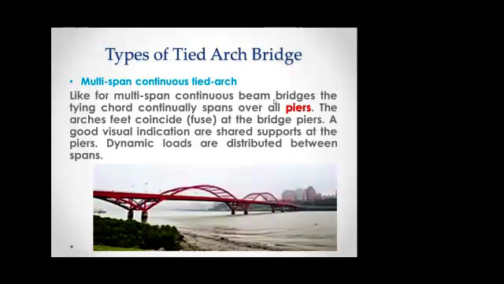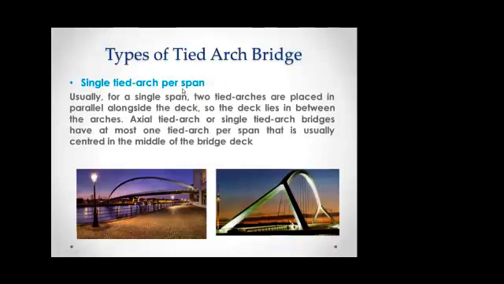Here they are tying the chord continuously over the piers. The arch feet coincide at the bridge piers, a good visual indication of shared support at the piers, and dynamic loads are distributed between the spans. And a single tied arch bridge is for only one span, where only one single arch is used. Usually for a single span, two tied arches are placed in parallel along the side of the deck.